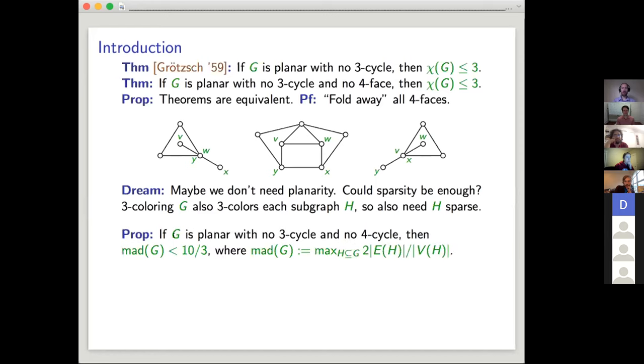So it's not too hard to prove: if G is planar with no three cycle and no four cycle, then the max average degree is bounded strictly below 10 thirds. Have you seen max average degree? Yes? Okay. So there's an easy exercise that comes from Euler's formula that says if you're planar with girth at least g, then the max average degree is bounded strictly below 2 times g over g minus 2. So when you plug in g equals 5, you get 2 times 5 over 5 minus 2, which is 10 thirds.